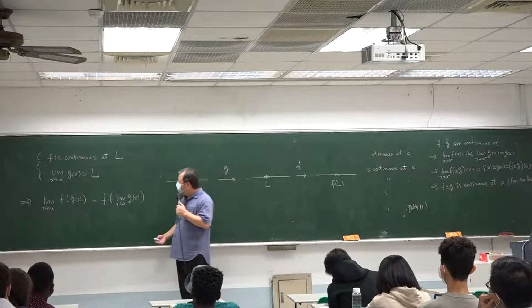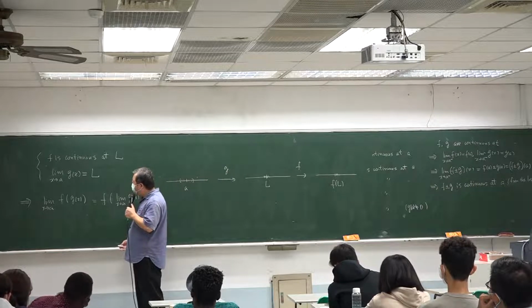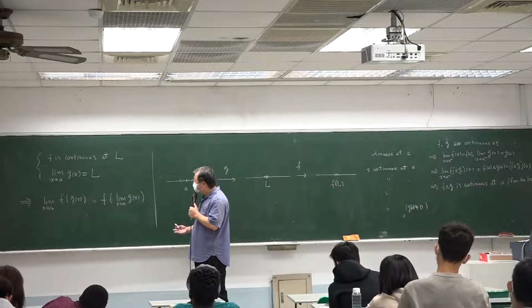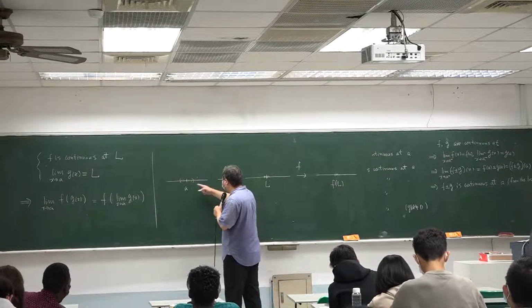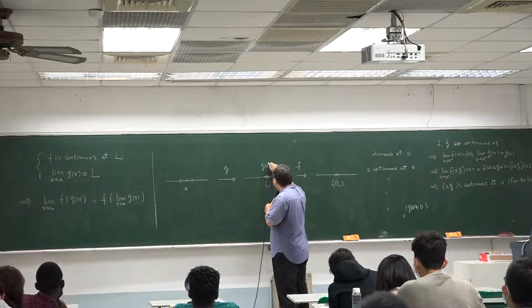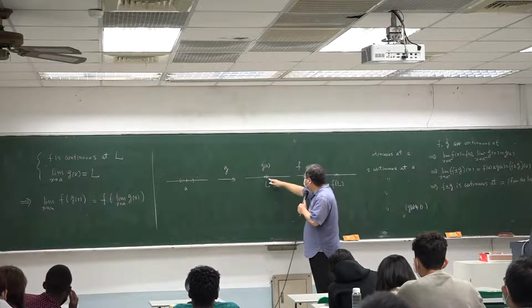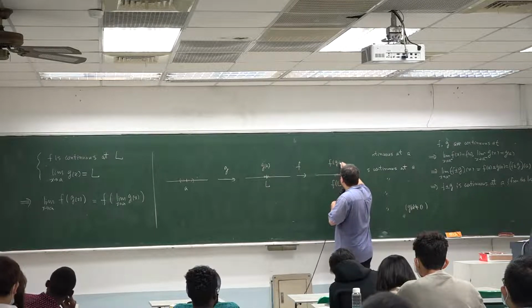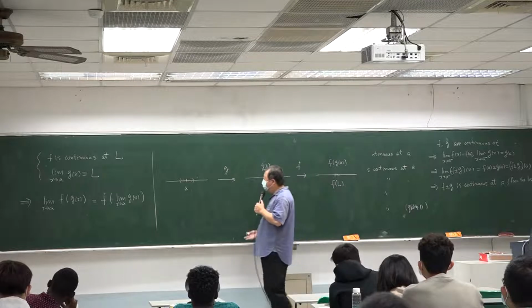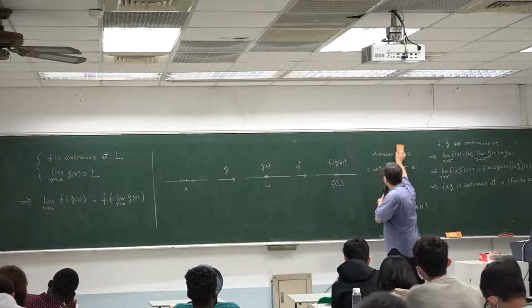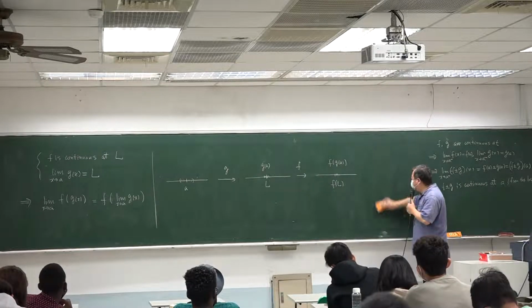A corollary of this is, suppose both F and G are continuous. For example, G is continuous at A, which means L can be replaced by G of A. And F is also continuous at G of A, then this value should be F of G of A. So we obtained a direct consequence of that statement.